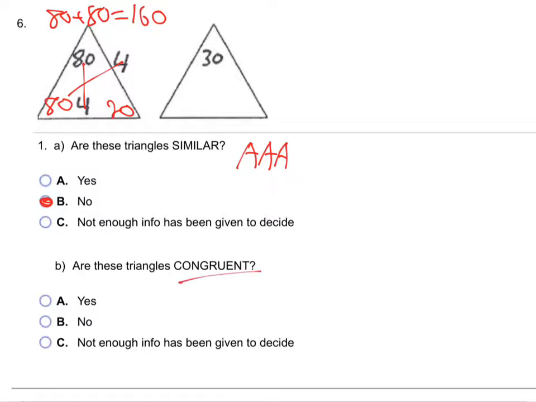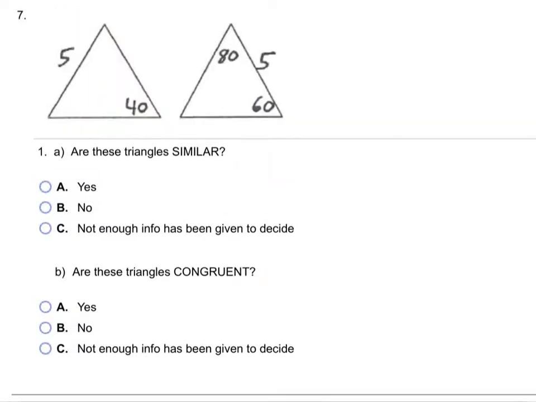And are they congruent? To be congruent, you got to have everything the same. All the sides, all the angles. Again, no. We already know they have a different angle. So that one's a no. No on both. This making more sense? Is it getting easier? Good. All right, number 7. Try that one.